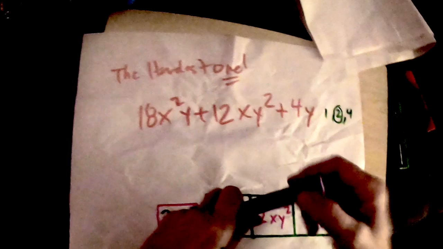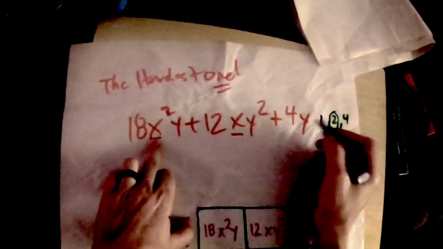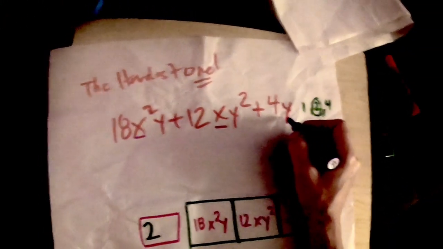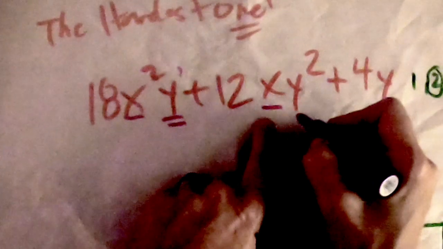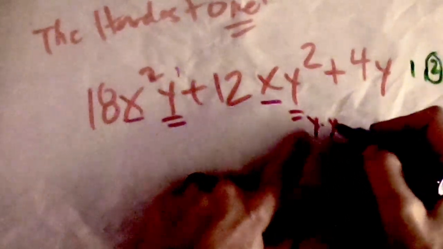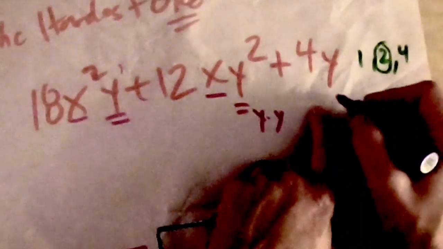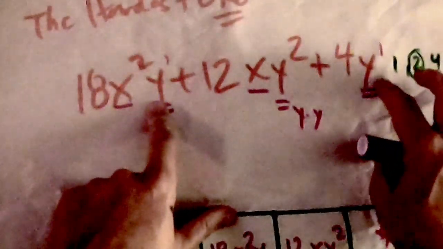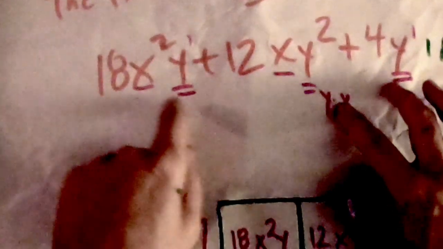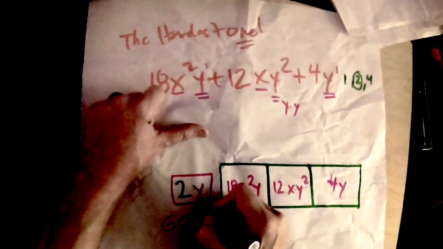Now let's look at the variables. I'll underline them here. Let's look at the x's. Oh, there's none here. They do not have an x in common. That was fast. Let's look at the y's. This has 1y. That's y to the first. This has 2 y's. That's y times y. And then this one has 1y. So 1, 1, and 2, they all have 1 in common, but they all don't have 2 in common. So there's our GCF, 2y.